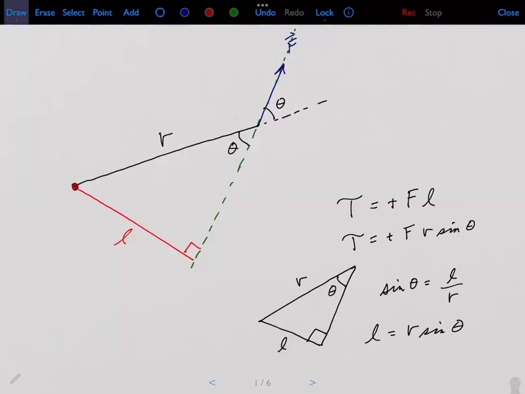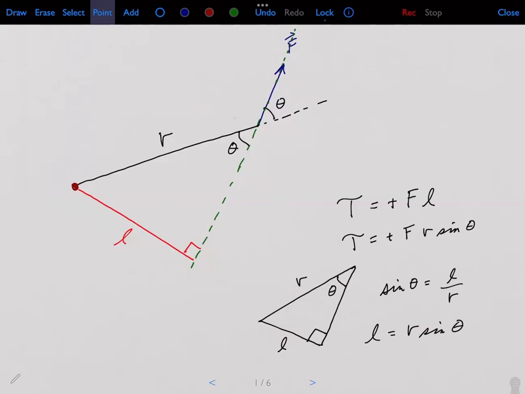Usually you compute the L separately, you just get a number and then you can say it's F times L. But if you're using this entire radius, which goes from the axis of rotation to where the force is applied itself, then this L right here is always going to be R times sine of that angle. Okay, so that's the way we explained it. That's the way I usually do it when I teach torques.